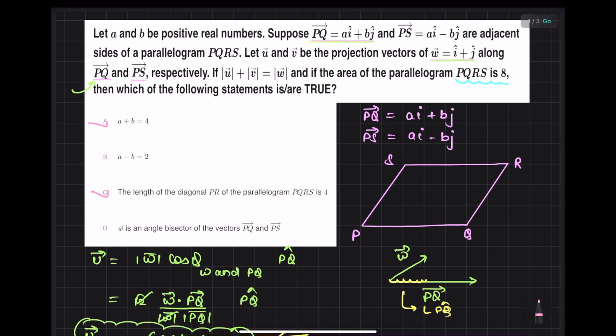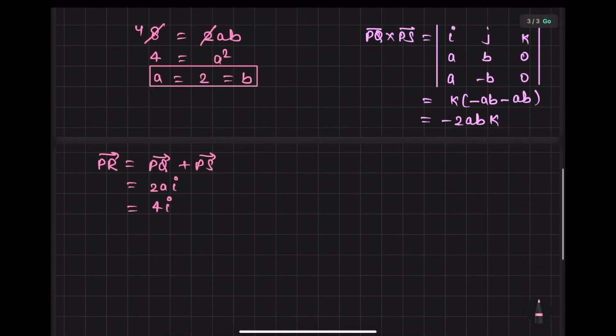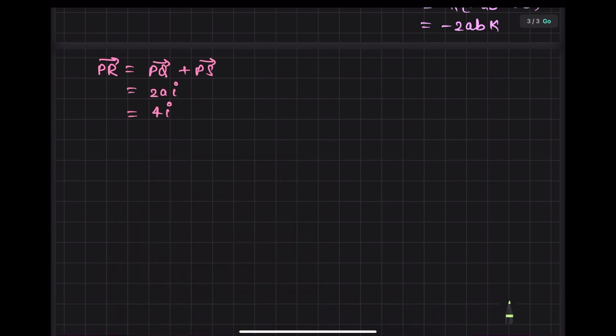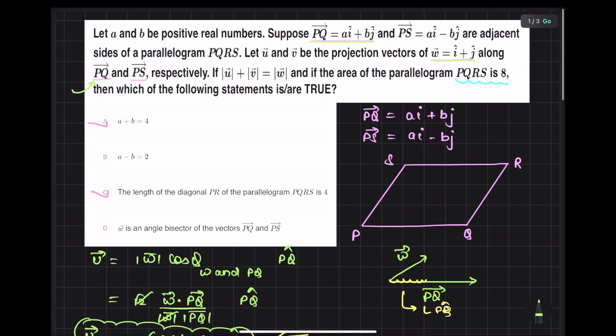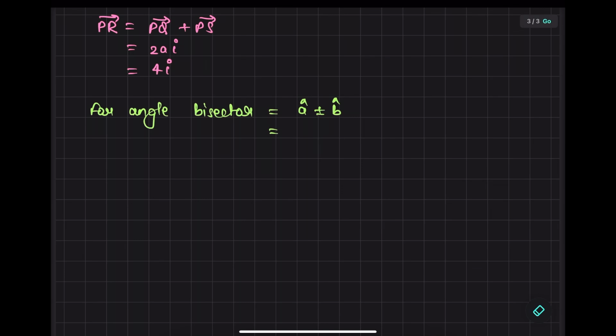Now, they are saying that w is the angle bisector of PQ and PS. So how did we used to find the angle bisector, do you remember? No? Very good, you guys are doing good. Now look at this. For the angle bisector, you should always go with a cap plus or minus b cap. So what is a cap? You have to convert both vectors into unit vectors. So a i plus b j upon root over a square plus b square, plus or minus a i minus b j upon root over a square plus b square.